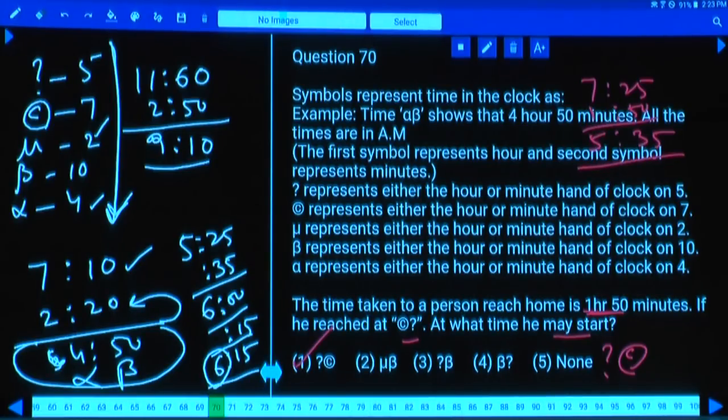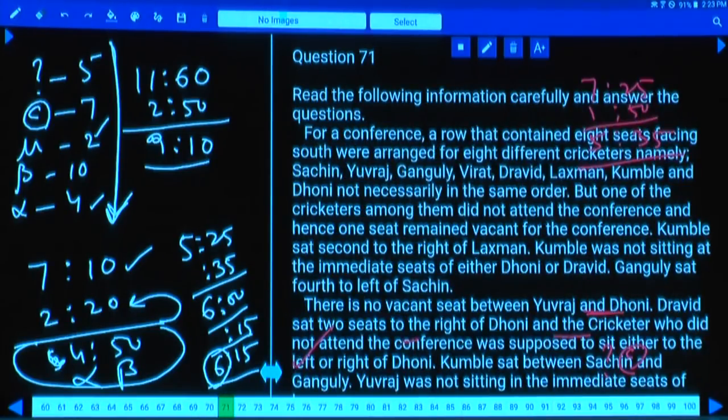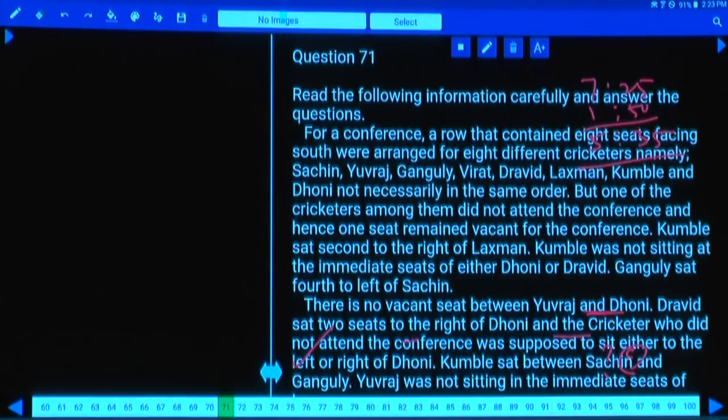Then start working from 71 to 75. Now in this 71 to 75, what is the information given here? For a conference, a row that contained 8 seats facing south. How many persons are there? 8 persons: 1, 2, 3, 4, 5, 6, 7 and 8. In total we have 8 persons facing towards south, arranged for 8 different cricketers. Who are those 8 different cricketers? Sachin, Yuvraj, Ganguly, Virat, Dravid, Lakshman, Kumble and Dhoni, not necessarily in the same order, isn't it?